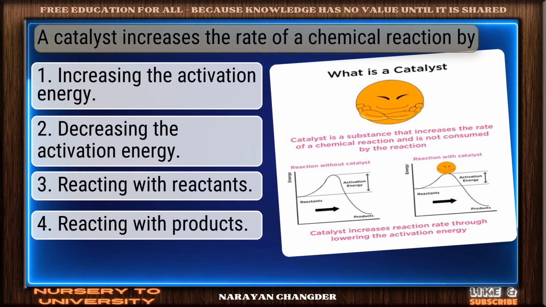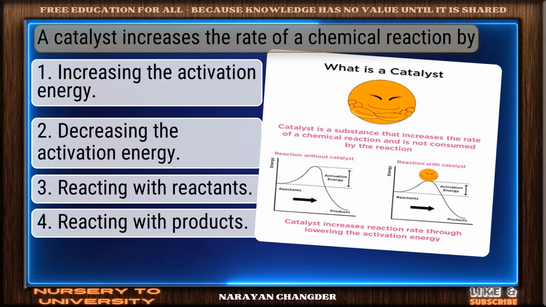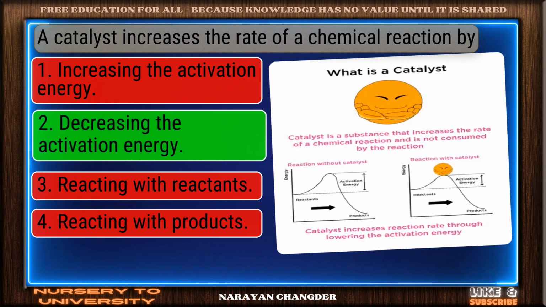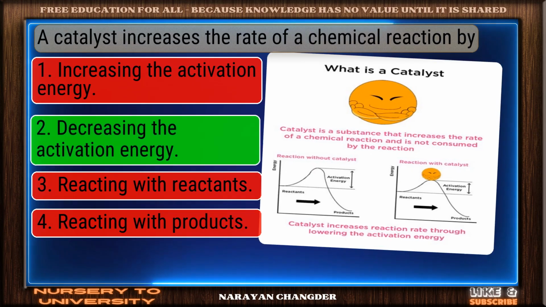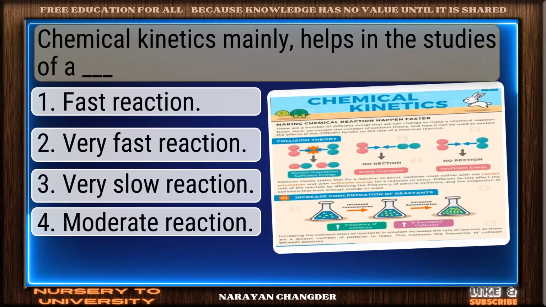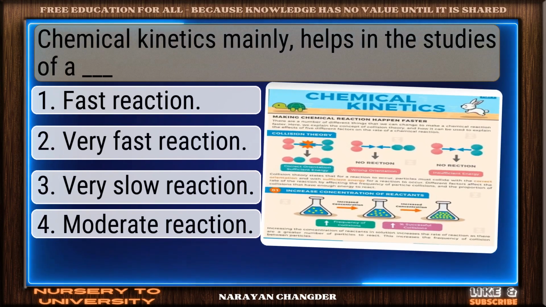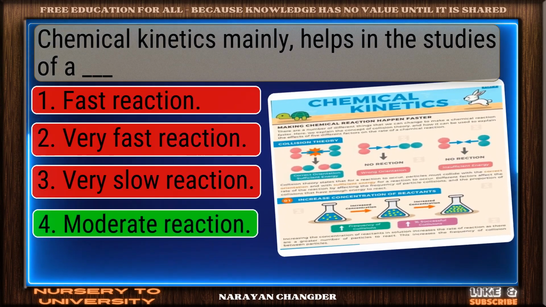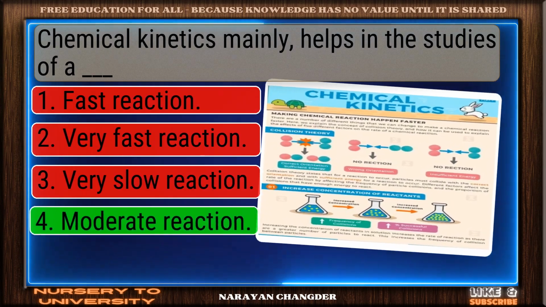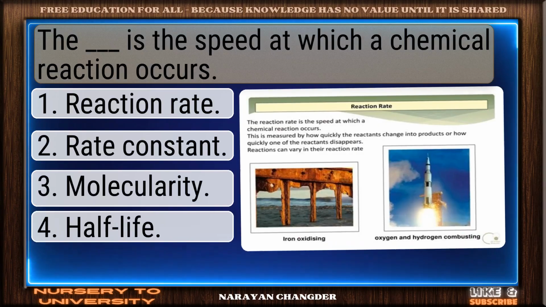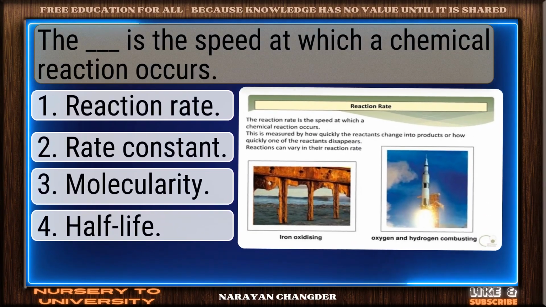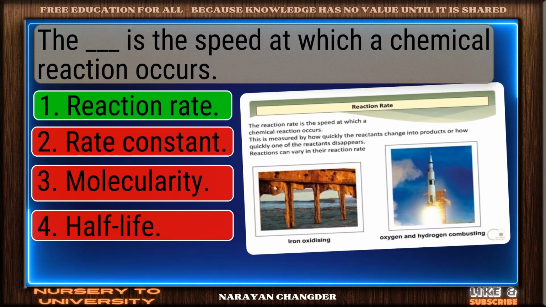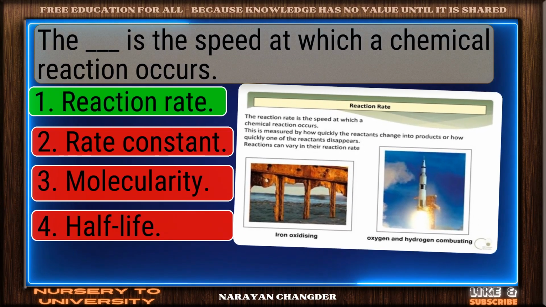A catalyst increases the rate of a chemical reaction by. Good job. Decreasing the activation energy works well here. Chemical kinetics mainly helps in the studies of a dash. You chose moderate reaction, and it is correct. The dash is the speed at which a chemical reaction occurs. On track, reaction rate is the correct answer.